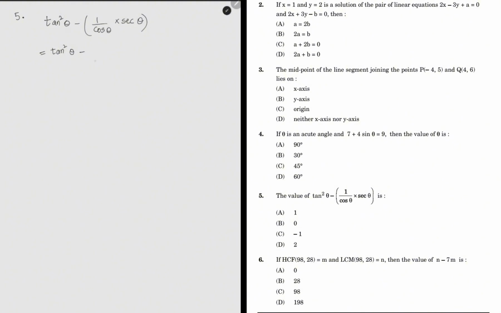So tan square theta minus secant theta can be written as cos square, or simply cos square can be written as cos theta can be written as secant theta. So secant into secant theta, that means tan square theta minus secant square theta, which is, we know the trigonometric identity: secant square theta minus tan square theta is equal to 1. So tan square minus secant square would be minus 1. That's it.